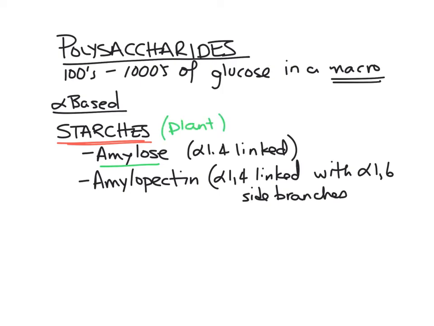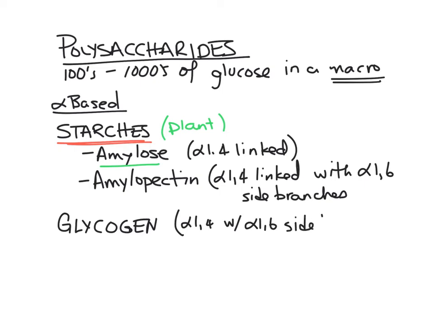And then you have energy stored in your animals, and that's our glycogen. In humans, for instance, we store it in our liver and our muscles. And it's very similar to amylopectin. It's alpha-1,4 with alpha-1,6 side branches. And those side branches are much more prevalent in glycogen. It happens almost every 10 glucose molecules. So the 1,6 branches are more prevalent than in amylopectin. So the glycogen is animal and mostly animals stored.